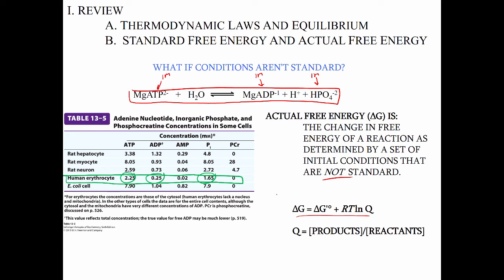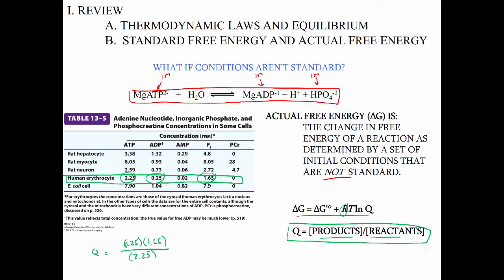And so what do we do here with this? Well, we can get this Q value. What is Q? Q is essentially the concentration of products over reactants. So in this case, we'd have 0.25 being the concentration of ADP times 1.65 being the concentration of inorganic phosphate divided by 2.25. Okay, and that's our Q value. You could convert these numbers to molar. I mean, these are millimolar, but either way, it'd be the same thing. It depends on what you decide your units are for R, your gas constant. But this is Q.